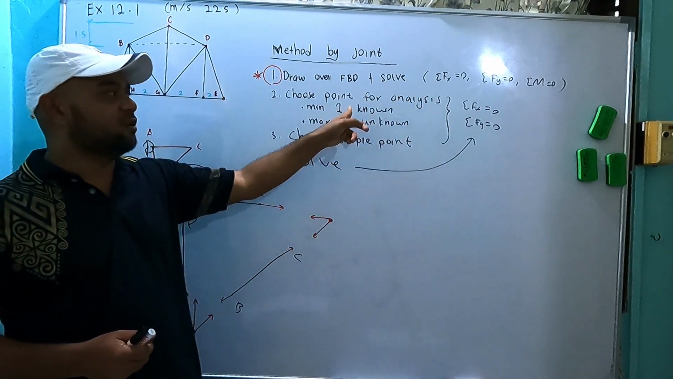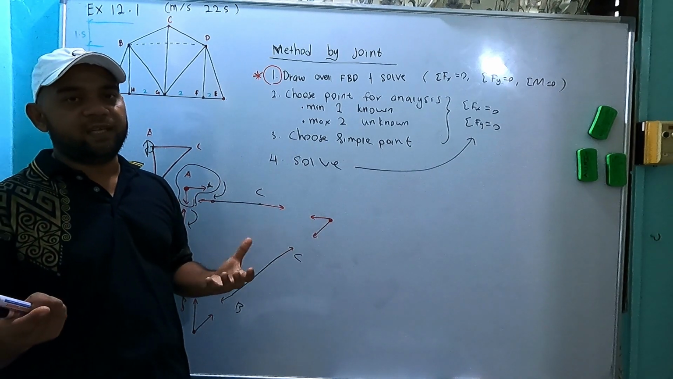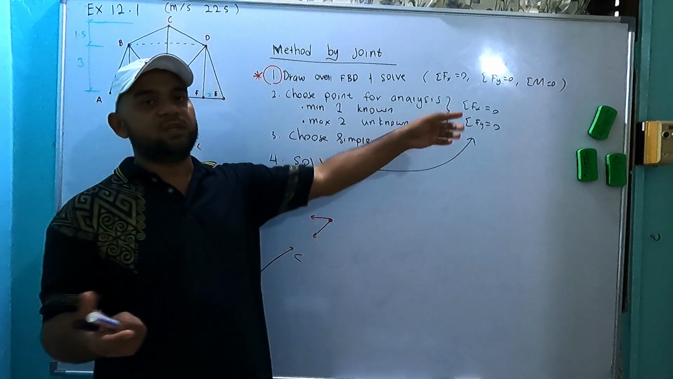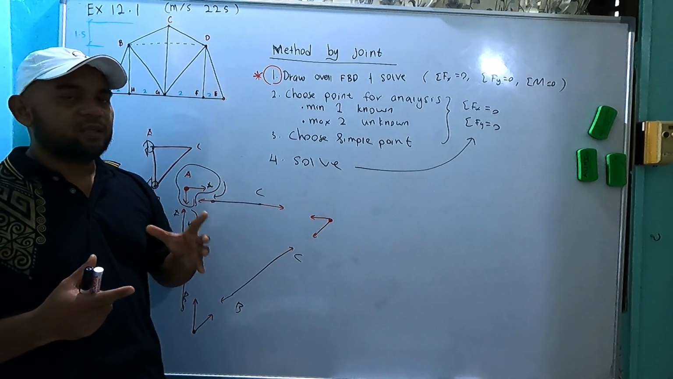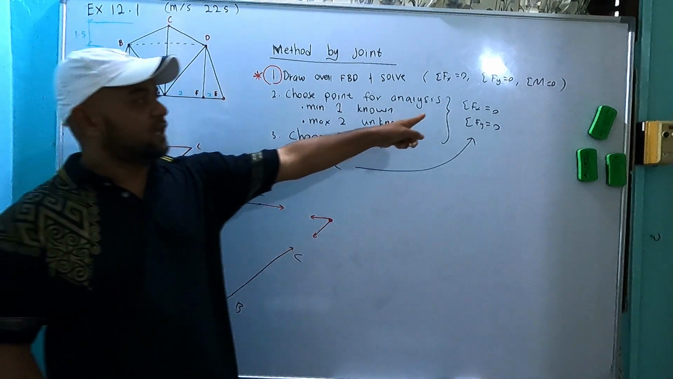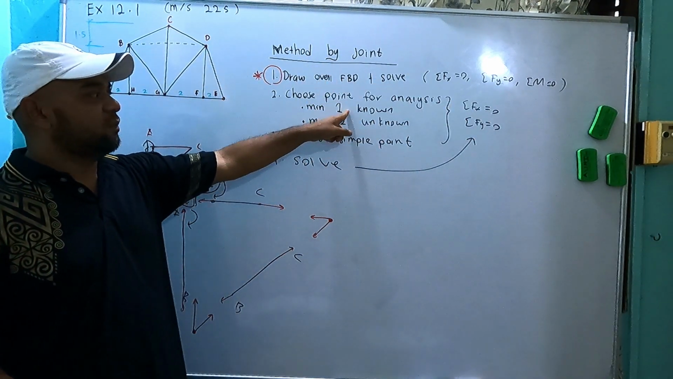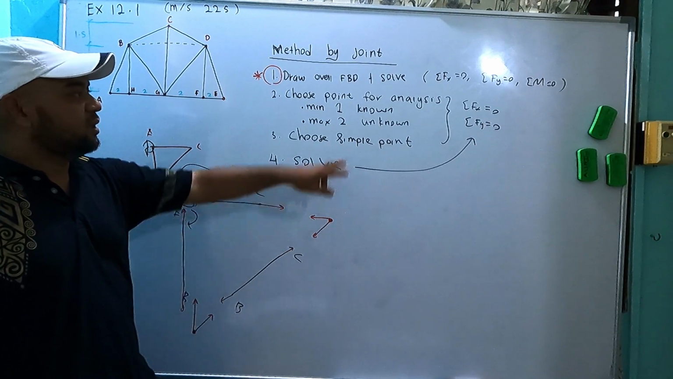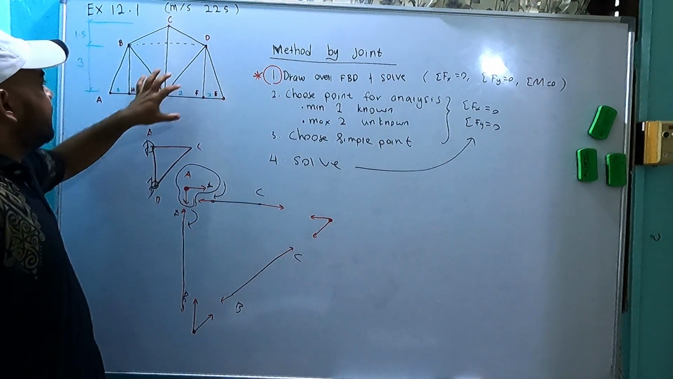If you don't have any known, you cannot solve. Even though we have 2 unknowns, both are unknown, we don't have any known, so it cannot be solved also. It must at least have one component that is known, so that we can create the equation and solve the simultaneous equation from here. So maximum we can have 2 unknowns, but we must have at least 1 unknown, 1 known to be solved. So we have to find any component.